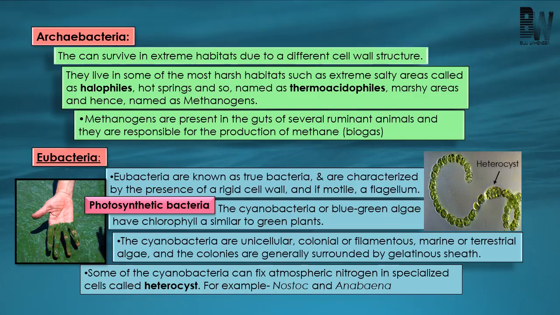Now, next let's see some examples. Those archibacteria which are found in extremely salty areas are known as halophiles. That means halophiles are archibacteria which are found in salty areas. Like that, those archibacteria which are found in hot springs are known as thermoacidophiles. Like that, those archibacteria which are found in marshy areas are known as methanogens. But the important point is that these methanogens are also present in the gut. Gut means alimentary canal, okay, in the gut of ruminant animals just like cattle. And in these ruminant animals, these methanogens are responsible for the production of biogas, that is methane gas.